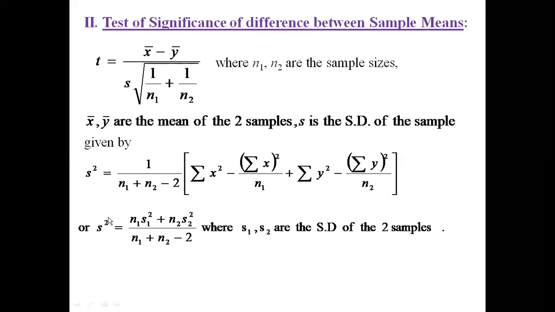And sometimes S square will be n1 s1 square plus n2 s2 square divided by n1 plus n2 minus 2, wherein s1 and s2 are given directly for us, which are the standard deviations of the two samples. So suppose the set of data of x and y is given, then S square will be obtained with the first formula we wrote. If the standard deviations of the two samples, s1 and s2, are directly given, then S square can be easily obtained by this formula, n1 s1 square plus n2 s2 square divided by n1 plus n2 minus 2.